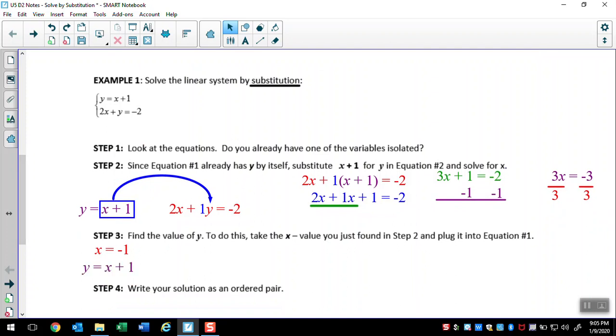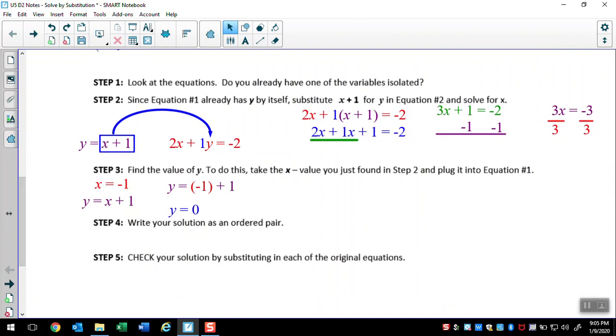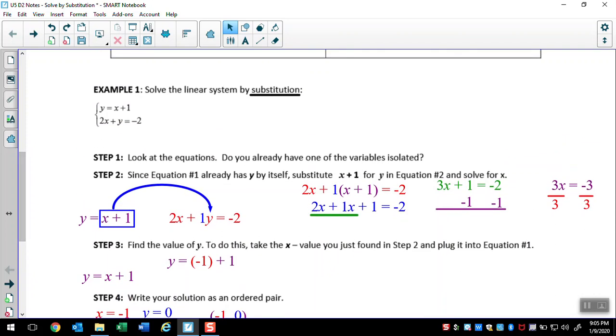So I'm going to take that equation, y equals x plus 1, and I'm going to replace the x with negative 1. I'm going to take care of the math, and now we find that y equals 0. So now we've found our x value and our y value. So now we can write our solution as an ordered pair. I've got my x equals negative 1. My y equals 0, so as an ordered pair, it would be negative 1, 0. This is our solution. This would be the exact point that these two lines would cross.